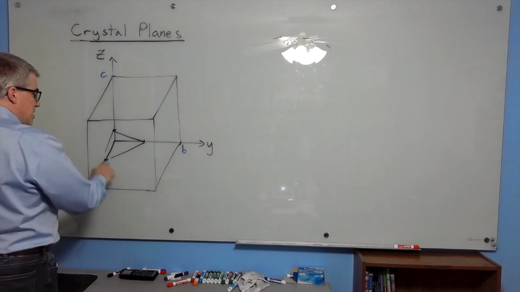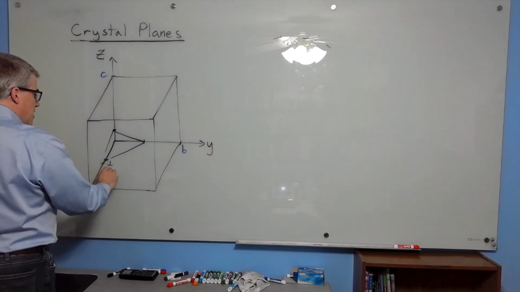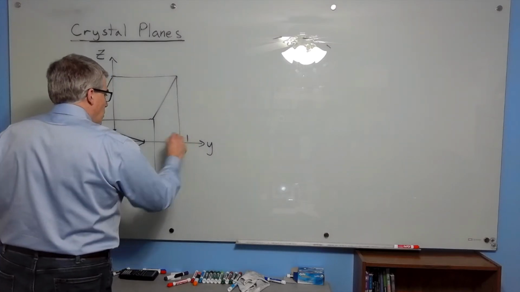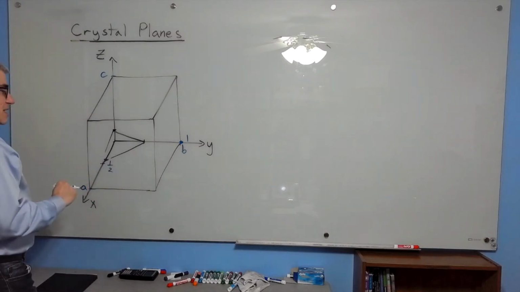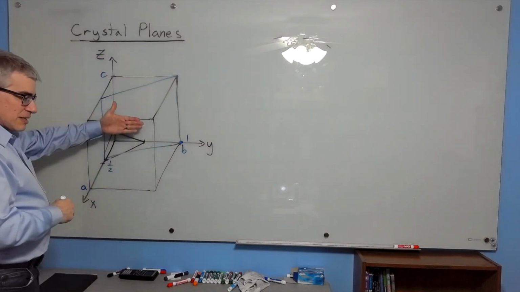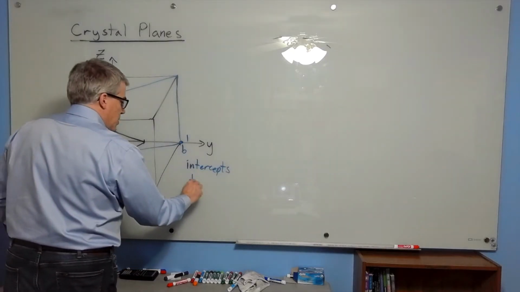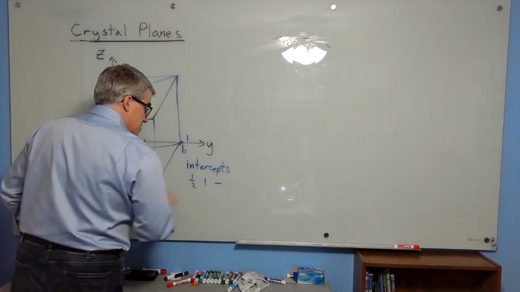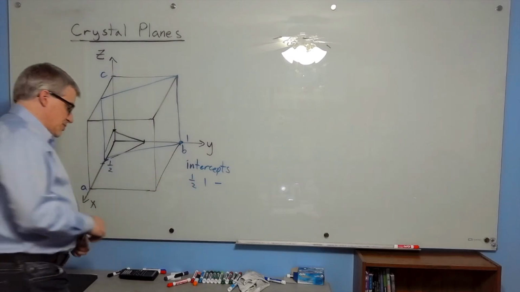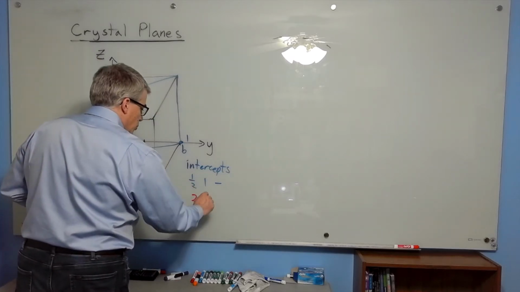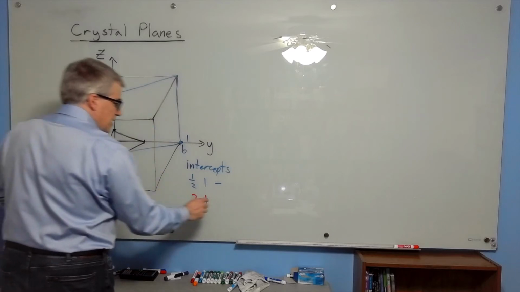Suppose I have a plane that intercepts the x-axis at 1/2, the y-axis at 1, and doesn't intersect the z-axis. It's parallel to the z-axis, it isn't tilted, so it's never going to touch the z-axis. So the intercepts are 1/2, 1, and doesn't exist. We take the inverses of these. 1/2 is 2, 1/1 is 1, and 1/infinity is 0.